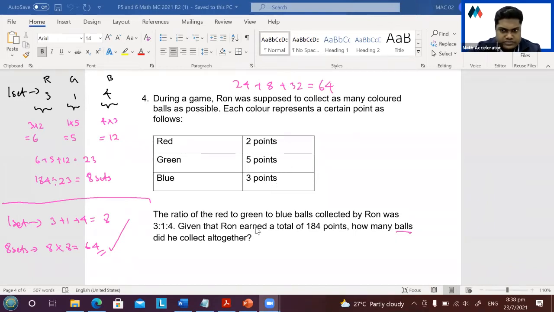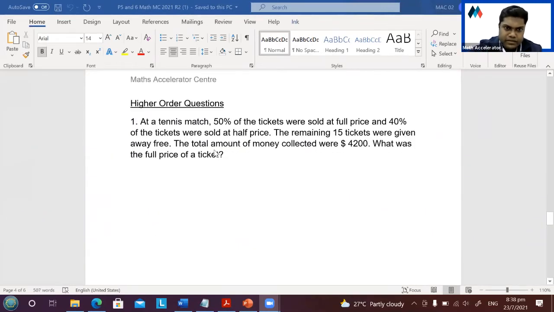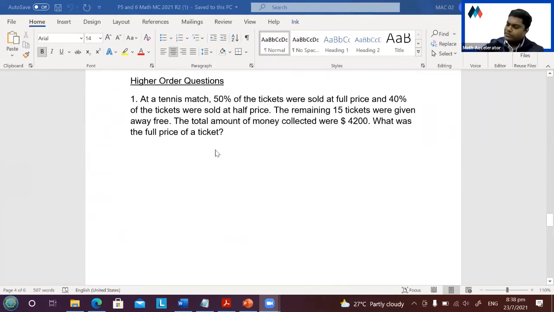Okay, so now let's move on to the higher order questions. Okay, this particular question appears in primary 5 and also in primary 6 prelims as well. Okay, it's for both actually. So let's start the higher order question.